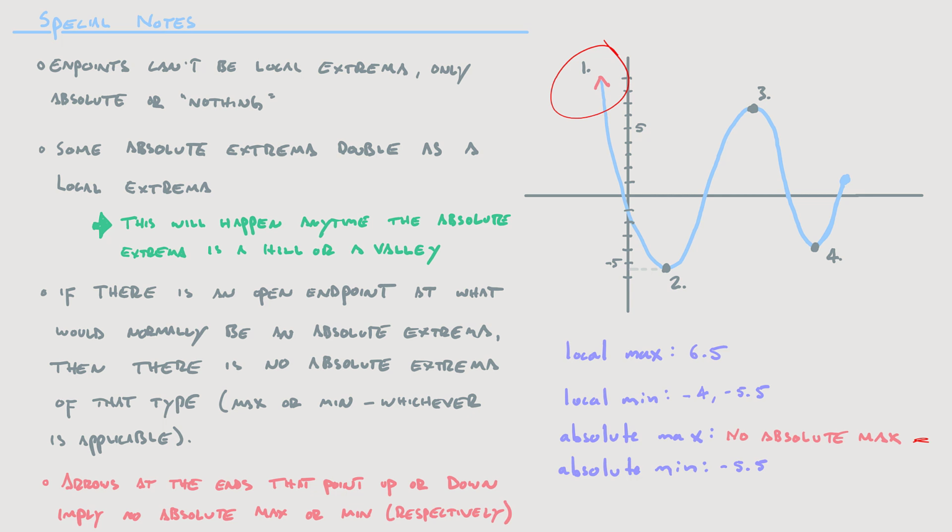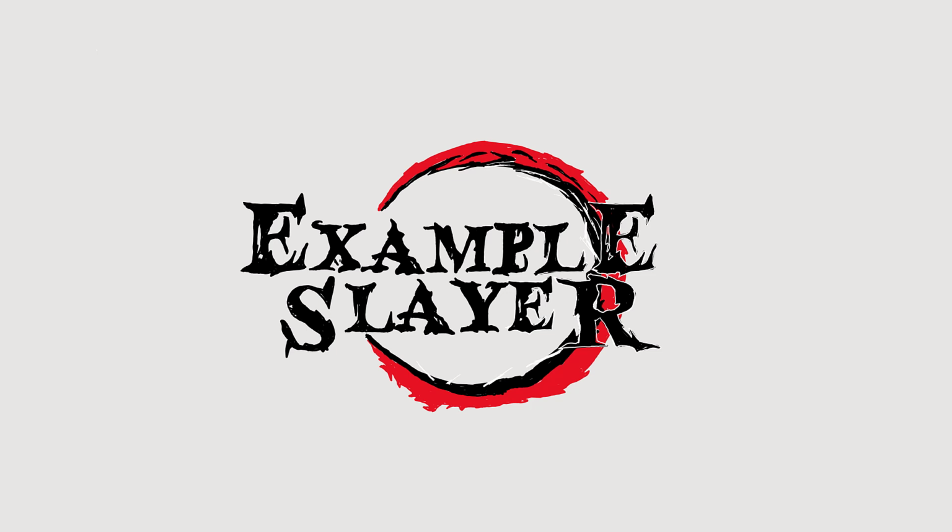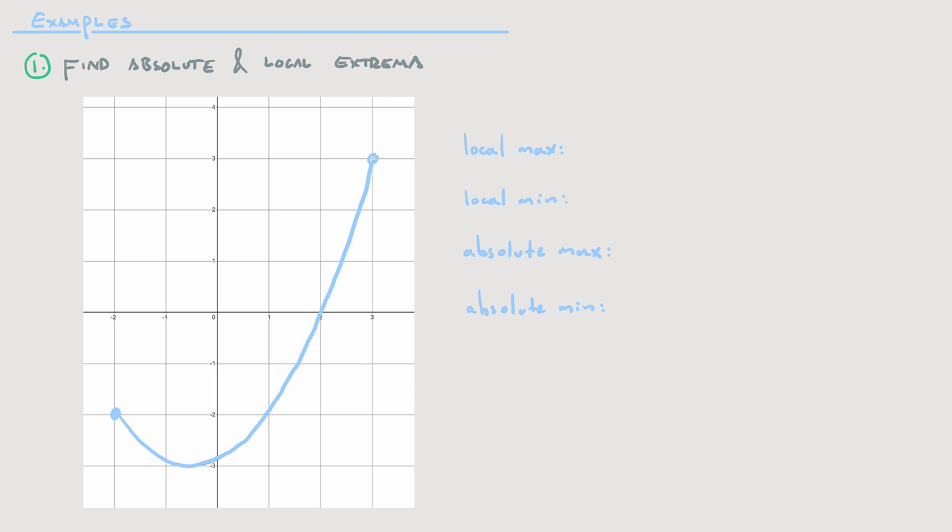So that's it. That's the definition of all of them. Those are the special notes. Let's look at some examples. All right, example number 1. Find the absolute and local extrema of this, what looks to be a truncated parabola. Okay, let's just go in order here.